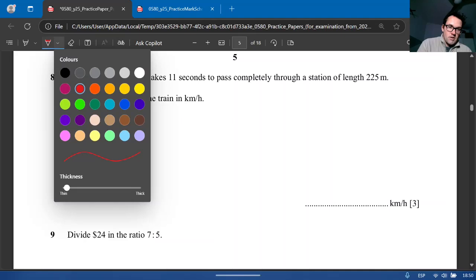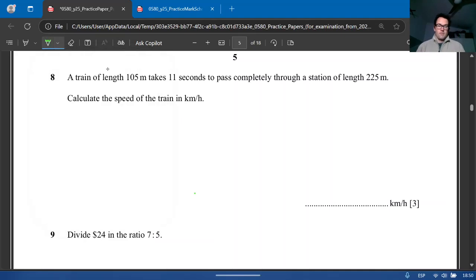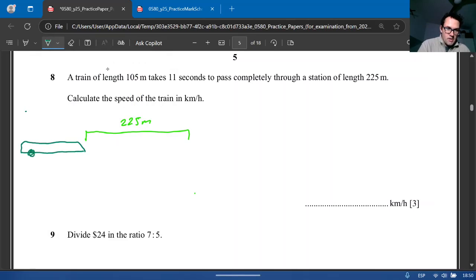Question 8. It's time to draw a train. Now this, ladies and gentlemen, is my platform. It's 225 meters long. This is my train. Okay, train with wheels. That train is 105 meters long.